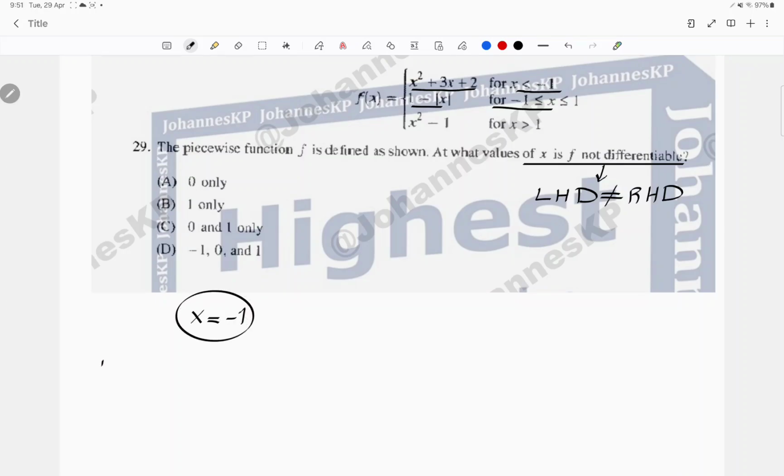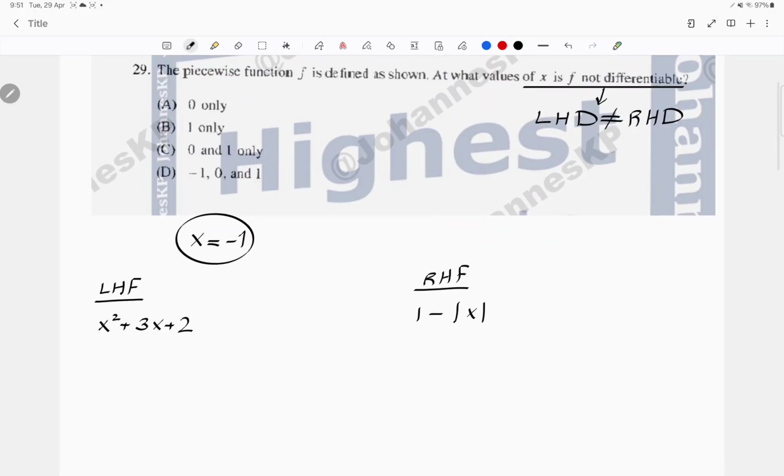So my left hand function would be x squared plus 3x plus 2, and my right hand function will be 1 minus the absolute value of x. Now, since we are dealing with x of minus 1, the absolute value will become negative because my x value is negative. So that means my right hand function will essentially become 1 plus x.